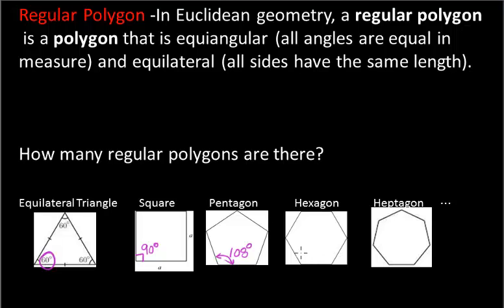For a hexagon, 6 sides of equal length. Every angle here is 120 degrees. Notice we're getting bigger, and the angles for a heptagon with 7 sides will be even bigger than 120.